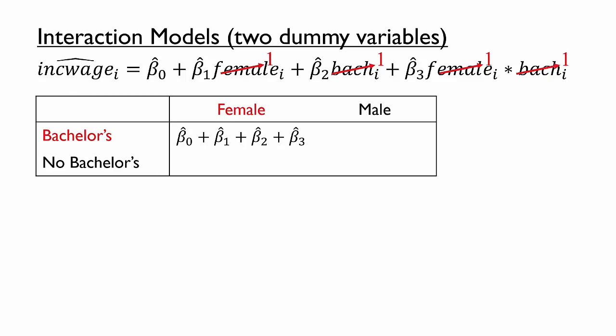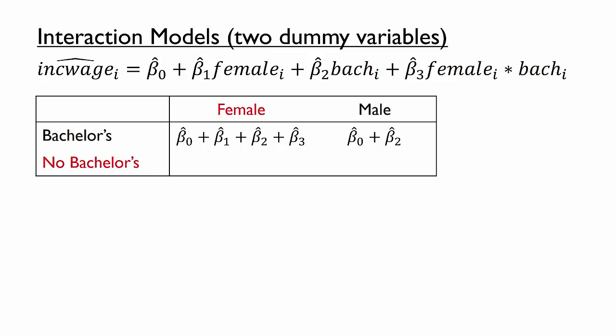The top right of the table will have the predicted income of a male with a bachelor's degree. So we can substitute 0 for the female variable and 1 for the bachelor's variable. Now the beta 1 hat and beta 3 hat terms are multiplied by 0, so we are left with beta 0 hat plus beta 2 hat for the predicted income.